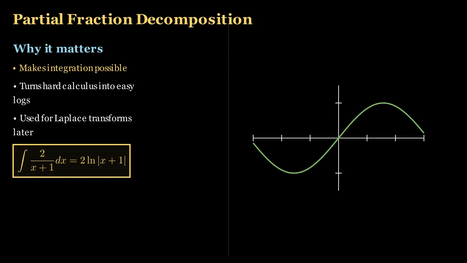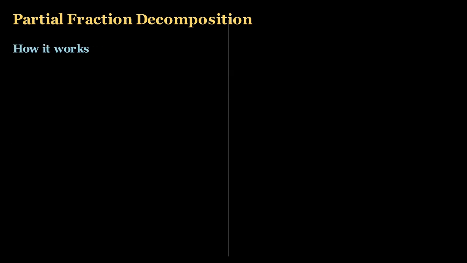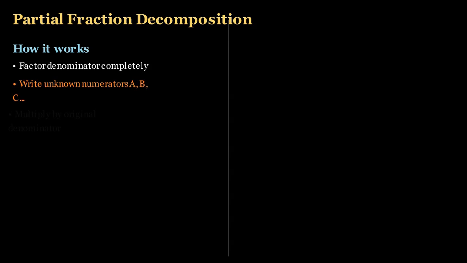Let's see where this comes from. Start with a fraction like 5x plus 7 over x squared plus 3x plus 2. First, factor the denominator completely. Here, x squared plus 3x plus 2 factors into x plus 1 times x plus 2. Because these factors are linear and distinct, we guess that the original fraction can be written as some number a over x plus 1 plus some number b over x plus 2. We don't know a and b yet, so we write them as unknowns.